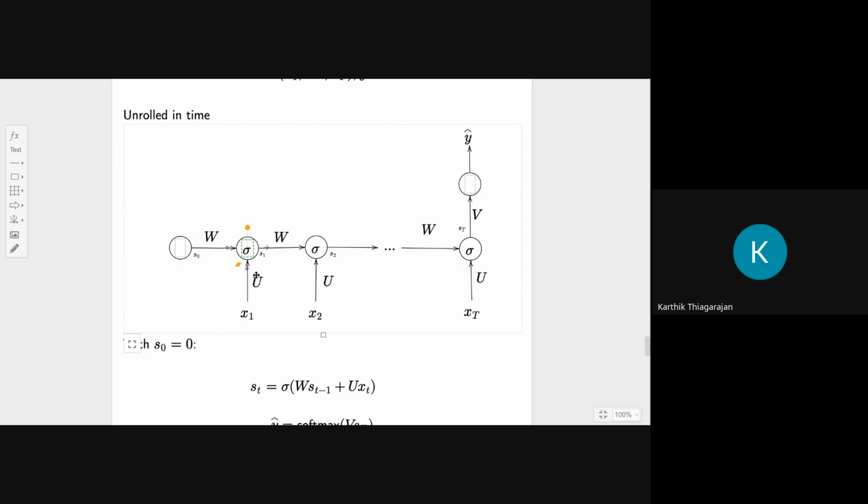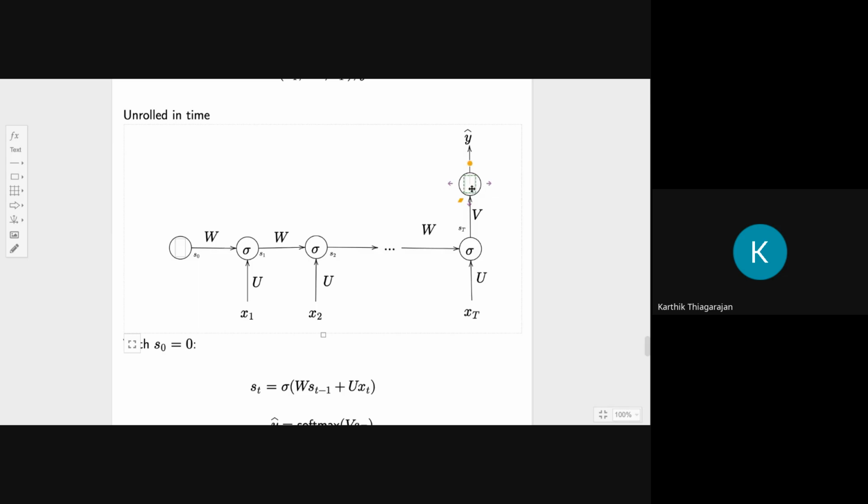So this matrix U governs the transition from input to hidden state. W governs the transition from one hidden state to the other, and finally, when you reach the last token, the last point in your sequence, there is a matrix V that governs the transition from hidden state to the output. If some of you had attended my earlier session, I had missed out on this neuron. Please make a note. So this neuron was missing, so I have added it.